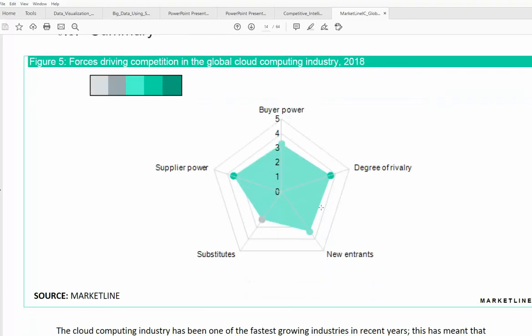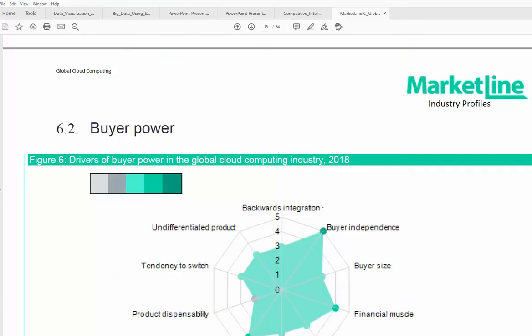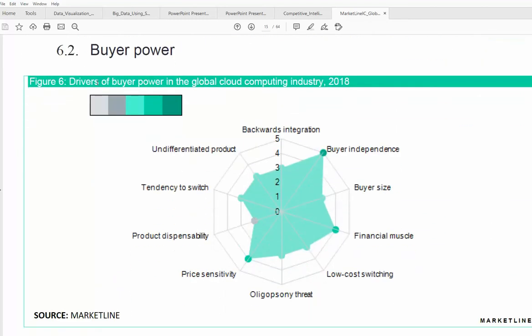But I also want to show you that if I go down here in MarketLine, you're going to have the categories. These are the drivers of buyer power. And we have backwards integration, buyer independence, buyer size, financial muscle, low cost switching, oligopsony threat, price sensitivity, product dispensability, tendency to switch, undifferentiated product. So I want to take a minute and show you a little bit about what that means.